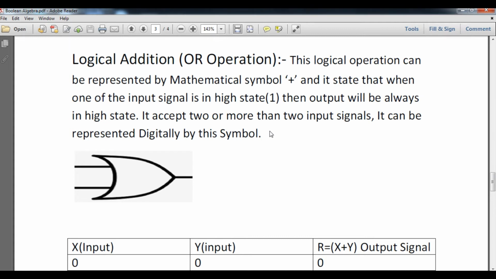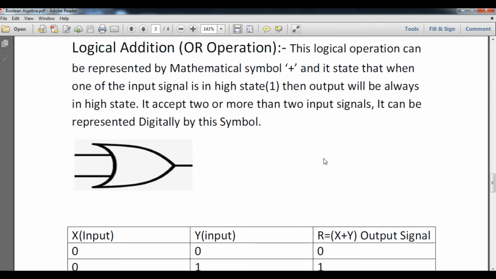In the NOT operation, or inverse operation, only one input signal is enough. It can also accept more than one, but at least one input signal is required for the NOT operation. But in the case of the OR operation, it requires at least 2 or more input signals. It can be represented digitally by the following symbol. So remember this symbol, students.